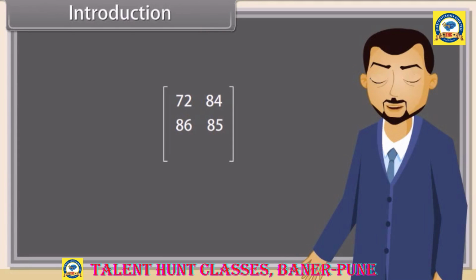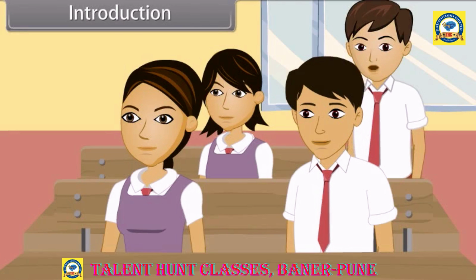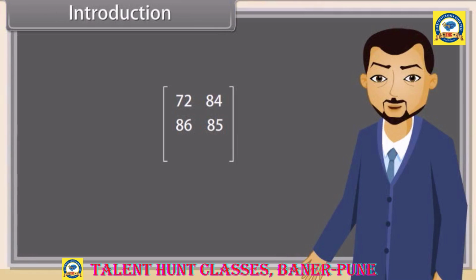Pratik, you tell me now. Teacher, 67 in science and 72 in maths. All right. Can you see? I have written your marks in this bracket. What does this represent? Anyone? This represents a matrix. Today, we will learn what matrices are and their operations. Come, let's start.